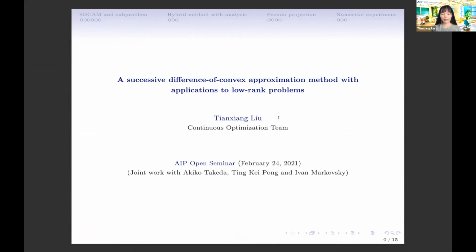Hello, everyone. This is Tianxiang Liu from the Continuous Optimization team. So following Takeda-sensei's talk, I will introduce an application of the so-called SDCAM method to rank problems. This is joint work with Takeda-sensei and Ting Kei Pong, my previous mentor in Hong Kong, and a professor in the control area, Ivan Markovsky.